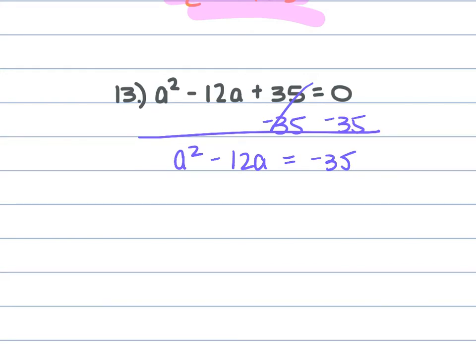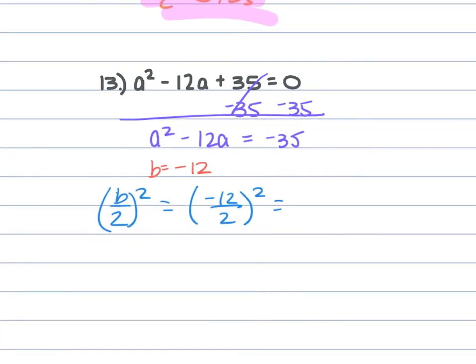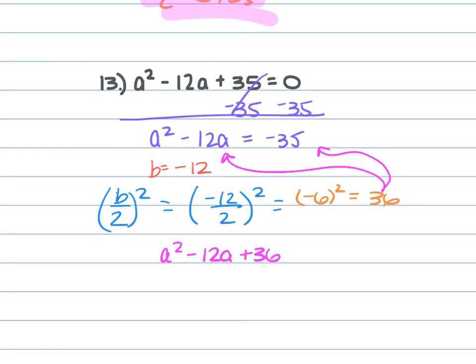From here, we take that b, which is negative 12, and use b over 2 squared. So that's going to be negative 12 over 2 squared. This gives us negative 6 squared, which is 36. We're going to add this 36 to both sides of our equation to get a squared minus 12a plus 36 is equal to negative 35 plus 36. So this is simplifying to be a minus 6 squared is equal to 1.